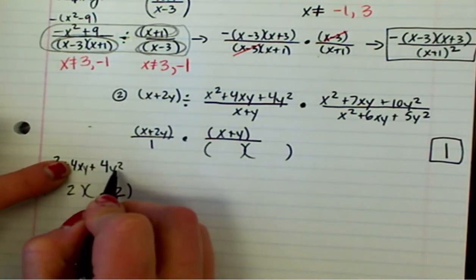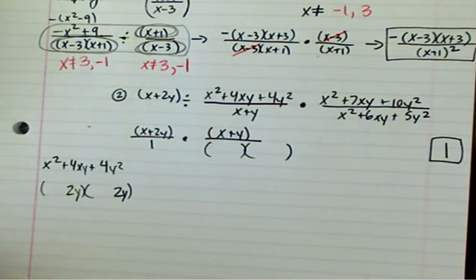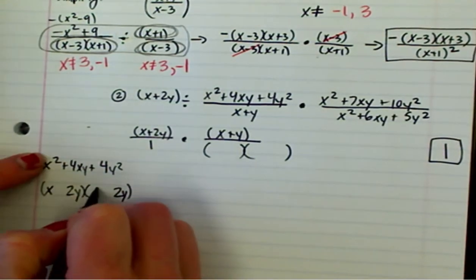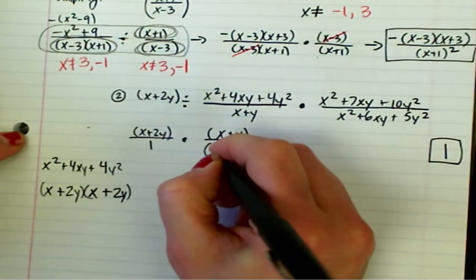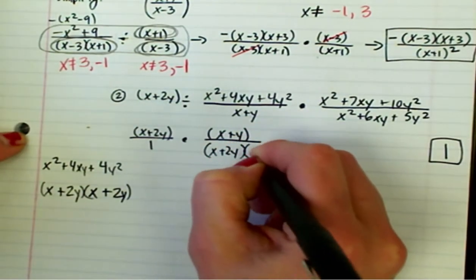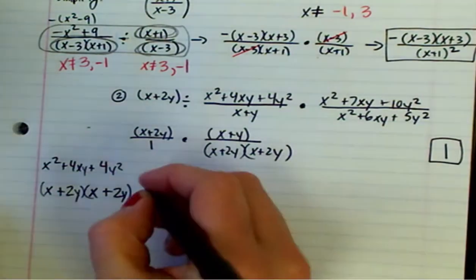Okay. How do you multiply to 4y squared? 2y times 2y. How do you multiply to x squared? x times x. Both pluses. I would suggest not using exponents until you get to the end for your answer. It's easier to see which ones cross out without the exponents.